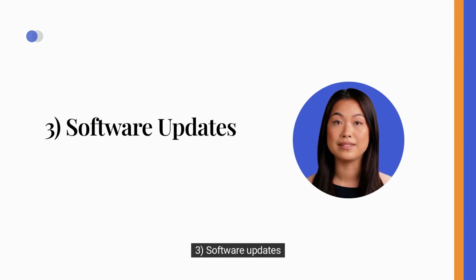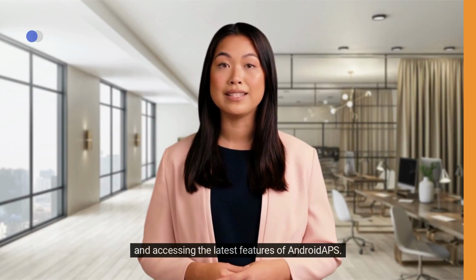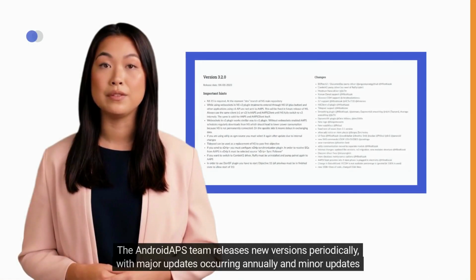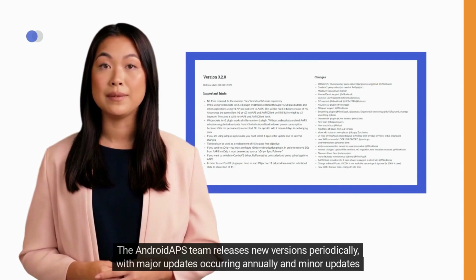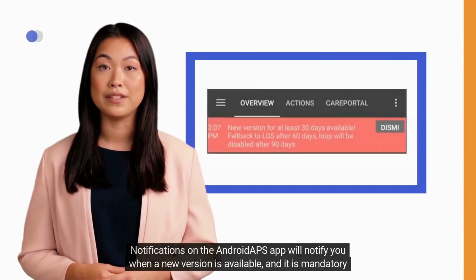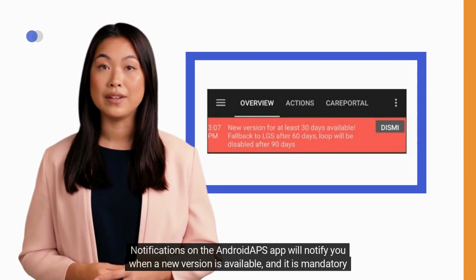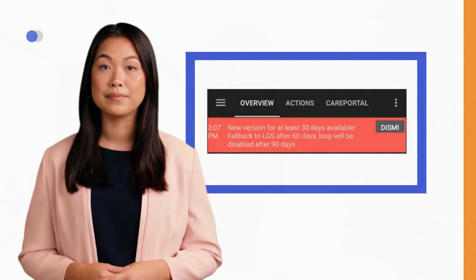3. Software updates. Regular software updates are crucial for maintaining the optimal performance and accessing the latest features of AndroidAPS. The AndroidAPS team releases new versions periodically, with major updates occurring annually and minor updates in between. These updates often include bug fixes and improvements to enhance the functionality of the system. Notifications on the AndroidAPS app will notify you when a new version is available, and it is mandatory to update within 60 days to continue using AndroidAPS.